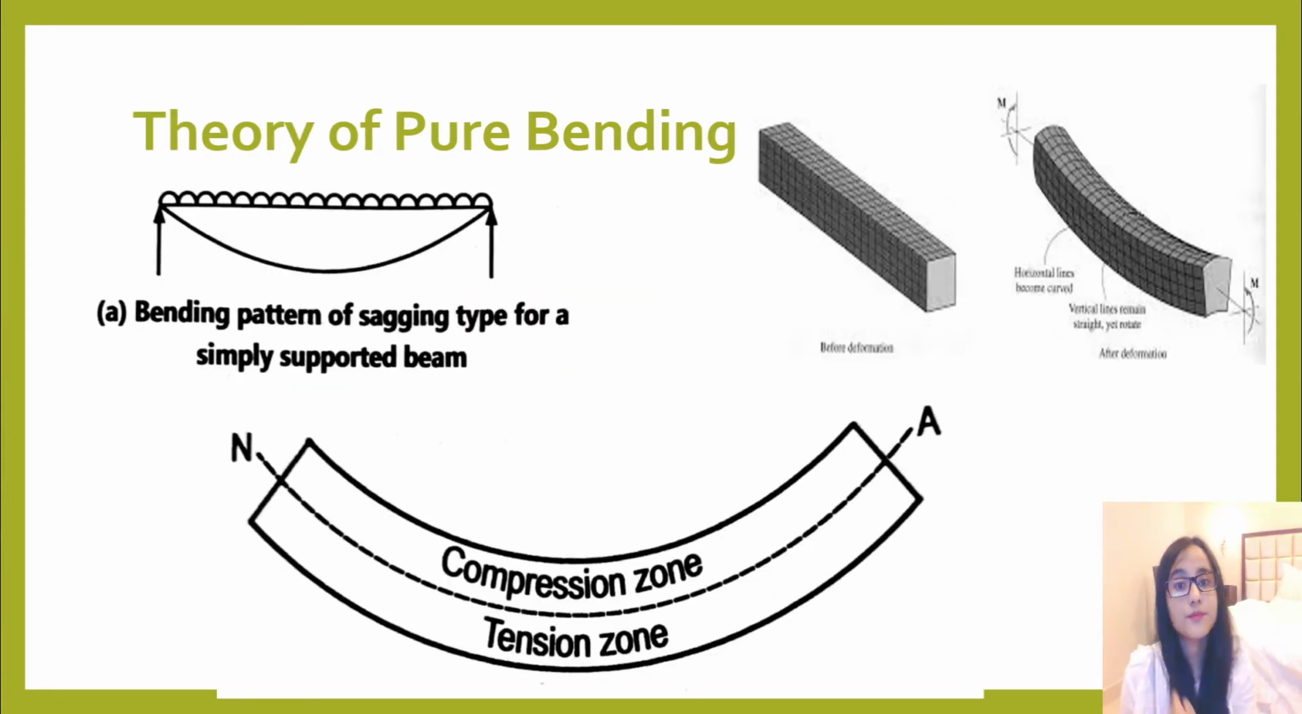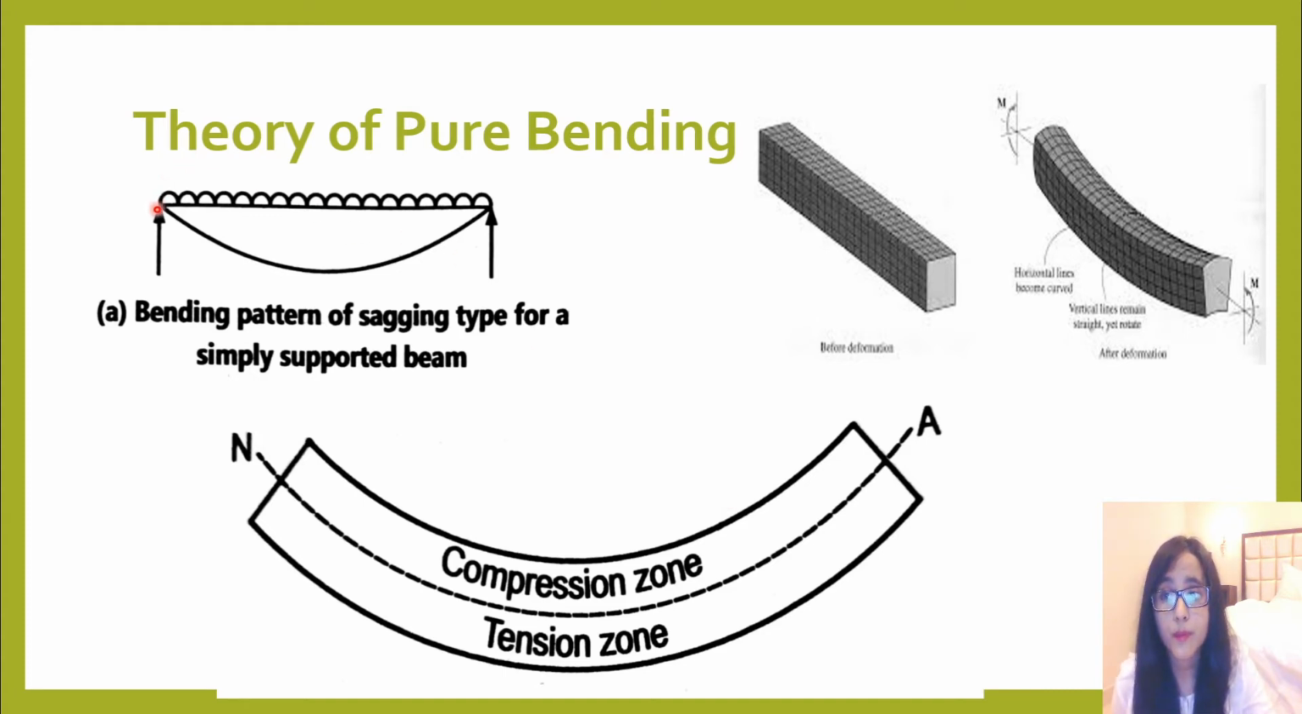Next we have the theory of pure bending again. Now as you can see in this first diagram, diagram A, you can see a simply supported beam, and this simply supported beam is subjected to a UDL. Because of this UDL, there is a bending moment here, right? So we know that the beam bends under the action of vertical loading on it, right? A simply supported beam bends in a sagging pattern.